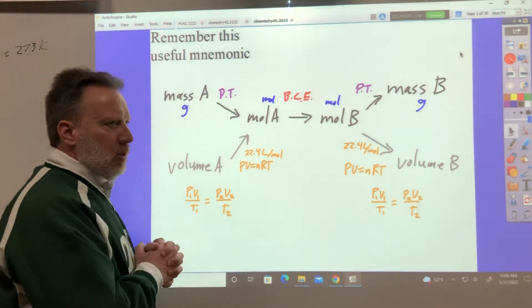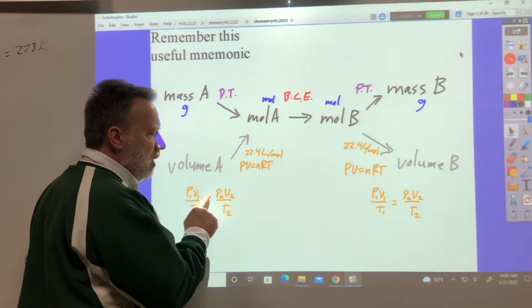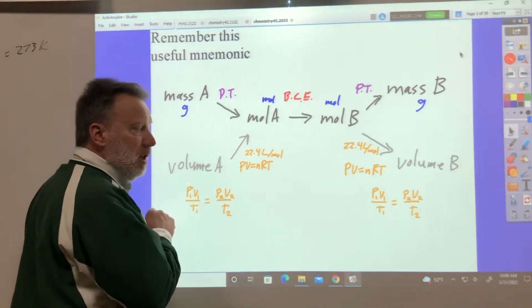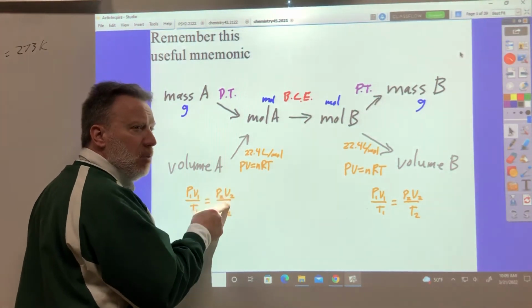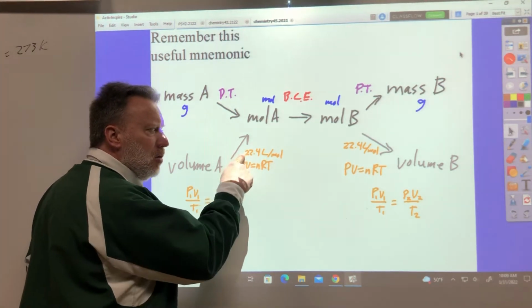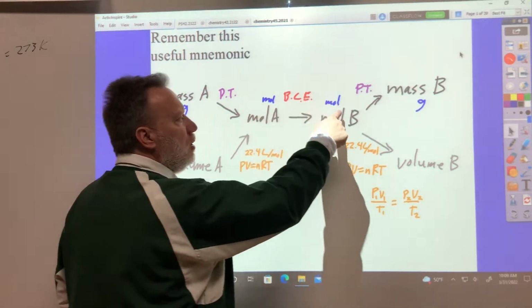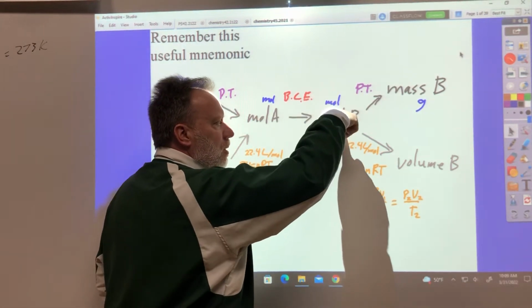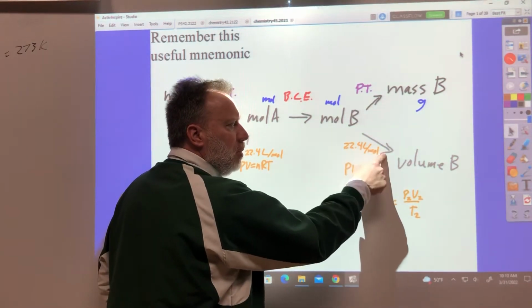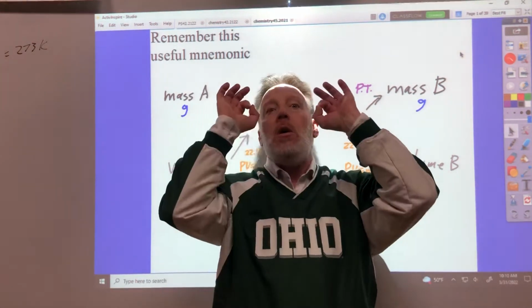What you can also do is use the combined gas law, P1V1 over T1 equals P2V2 over T2, to convert to STP, standard temperature and pressure. Once you're at standard temperature and pressure, then you can use 22.4 liters per mole like we did in the lab, and then you can go moles to moles, and then moles to volume by using 22.4 liters per mole, and that will give you the volume at STP.